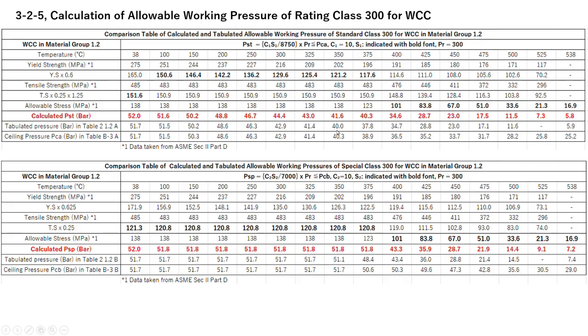So WCB casting is for allowable working pressure dominated by ceiling pressure for standard class. So 375. So that the allowable working pressure is controlled by the ceiling pressure.